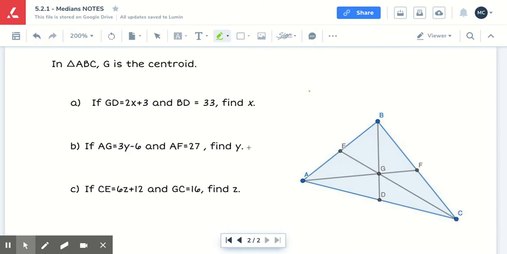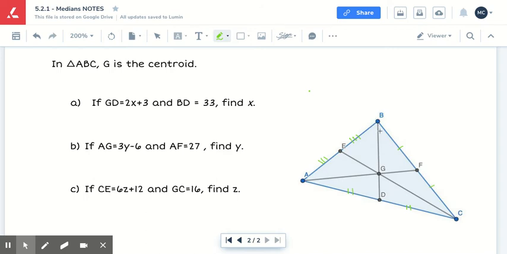The first bit of information they give me is that in triangle ABC, G is the centroid. So G is my centroid. Once again, that gives me a whole lot of information. That lets me know that these two segments are congruent, these two segments are congruent, and these two segments are congruent.